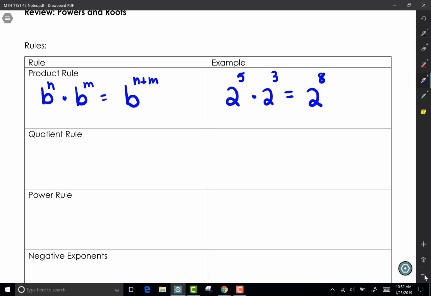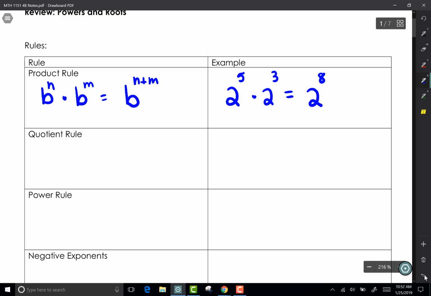For the quotient rule, it's very similar. If I have b to the power of n and I divide by b to the power of m, the rule is I keep my base the same, but I subtract my exponents now. So I have n minus m.